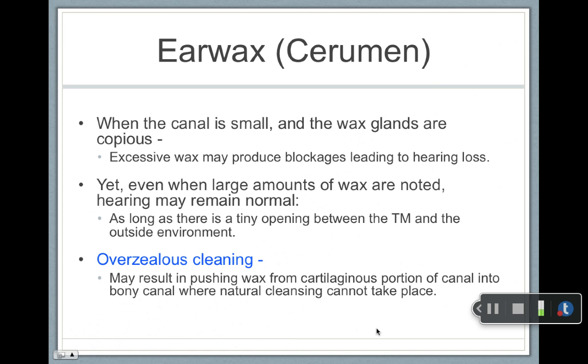Cerumen, earwax, is produced in that outer portion of the ear canal. Excessive wax could lead to a conductive hearing loss, but it has to be excessive. So the wax would need to be impacted. When I say impacted, I mean it is completely occluding the ear canal. So if the wax is completely occluding the ear canal, then you could have a conductive hearing loss. But if a portion of the ear canal is still open, it's not going to create a hearing loss.